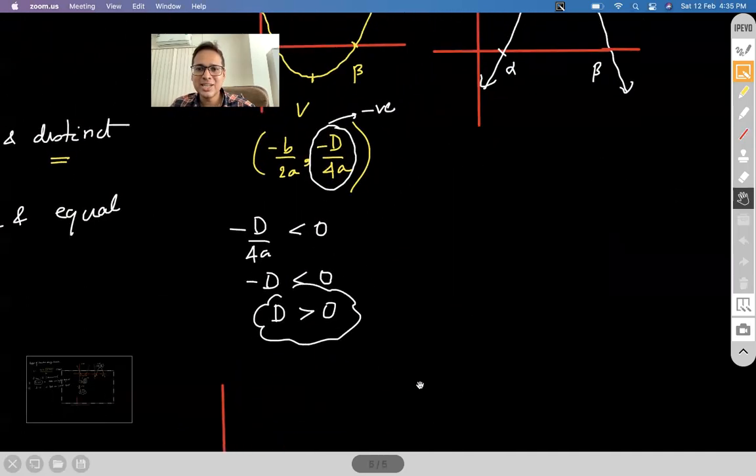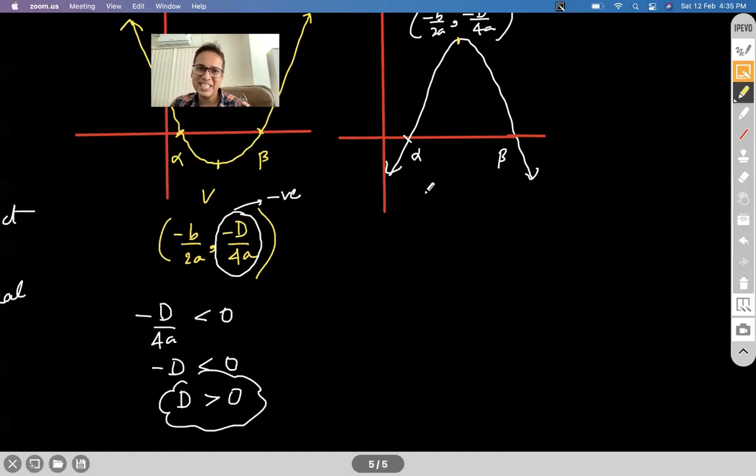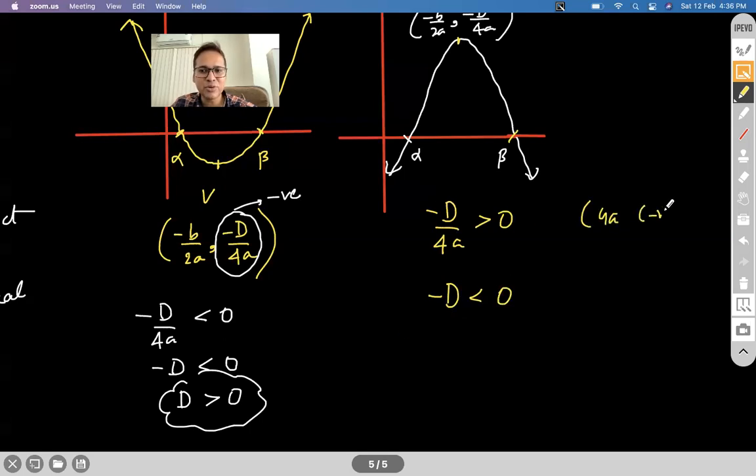Many people ask me this question. Sir, what about this case? What about this case? So if a is negative, does the same situation d greater than 0 hold for real and distinct roots? Yes, the same condition will hold true. See how? In this case, your minus d by 4a should be positive. Why? Because if you want your graph to cut the x-axis at two places, your vertex should be above the x-axis if your a is negative, right? Which means minus d should be less than 0. Why? Because 4a is a negative quantity. Correct? Yes or no? So if you take the 4a to the other side, your inequality will flip. So that means d should be again greater than 0.